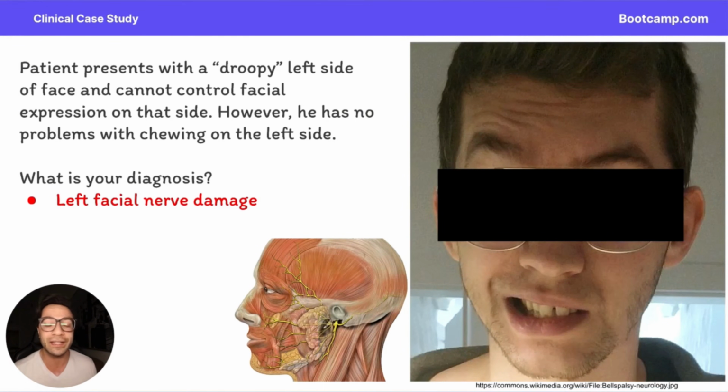So now coming back to our patient with the droopy face, we know that the facial nerve is controlling those muscles of facial expression. And this patient is having difficulty moving the left side of his face. So that means that the facial nerve on this side has been damaged somehow, and he can't control those muscles of facial expression. We know his muscles of mastication are still intact because he's still able to chew. So that means that the mandibular branch of the trigeminal nerve is still fully intact and is allowing him to chew. So we've localized it to left facial nerve damage.